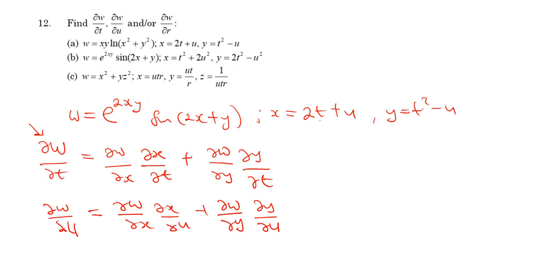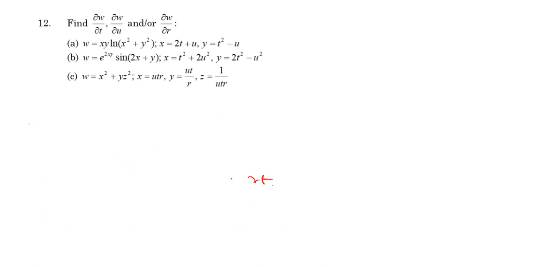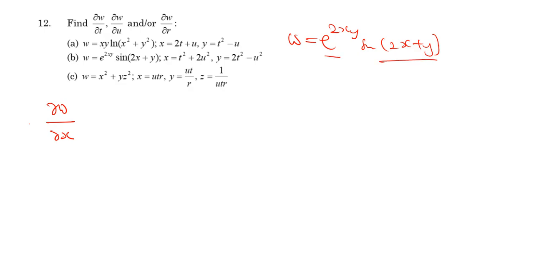So how are we going to go about this? Let me erase this part. Okay, so now what we first want is each individual part. We get partial of w with respect to x. The w is e to the 2xy sine of 2x plus y, and I have to differentiate this with respect to x. But there are two functions, this one and that one, so I have to use the product rule.